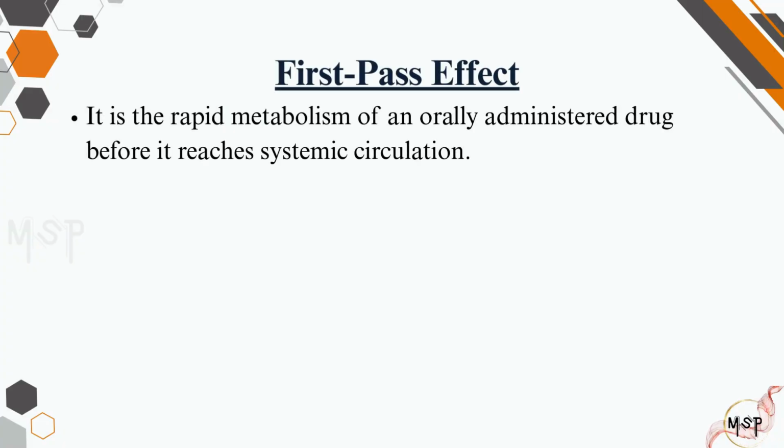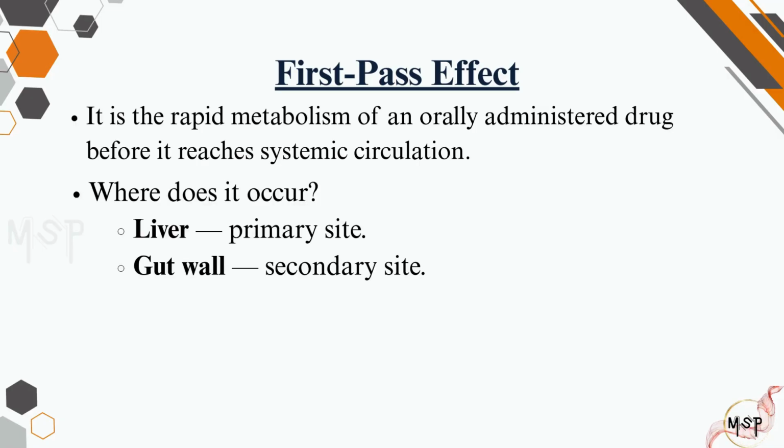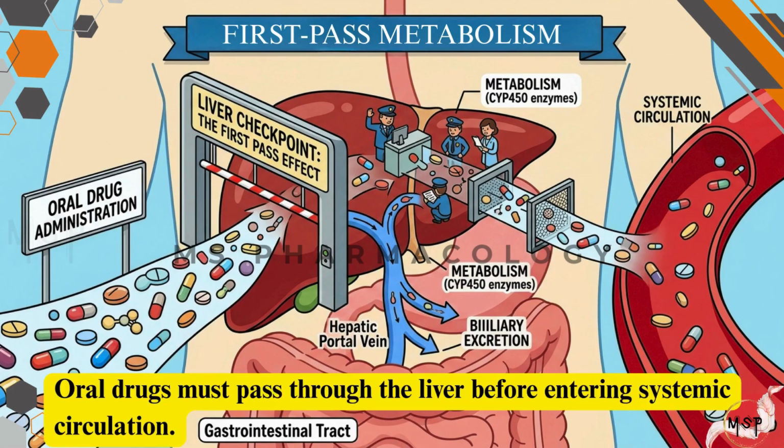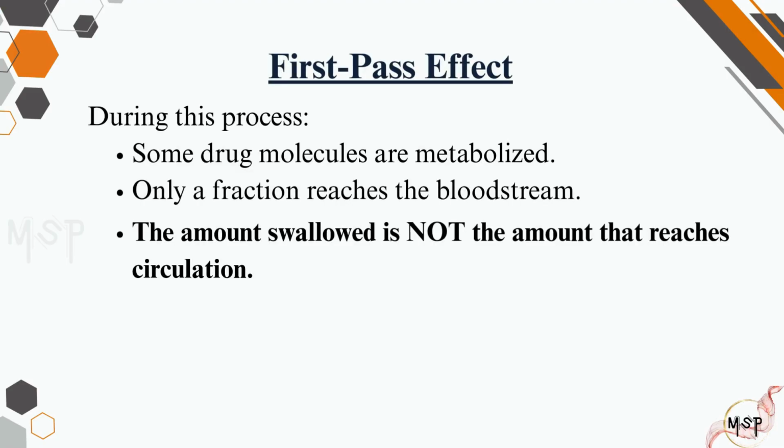The first pass effect refers to the rapid metabolism of an orally administered drug before it reaches systemic circulation. This metabolism occurs mainly in the liver and, to a lesser extent, in the gut wall. Think of the first pass effect as the body's customs checkpoint. Just as international travelers must pass through customs before entering a country, most orally administered drugs are processed by the liver before entering the rest of the body. Clinically, this means the amount of active drug reaching your patient's bloodstream may be far less than what was swallowed.